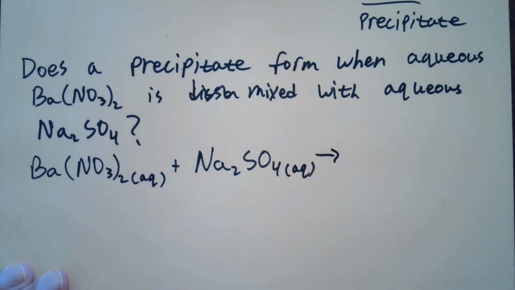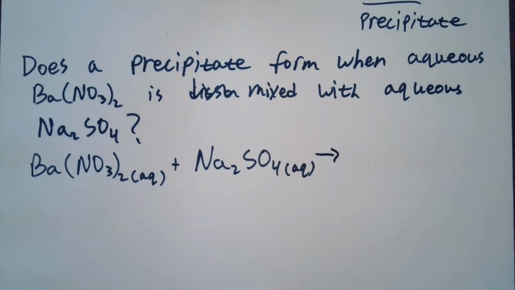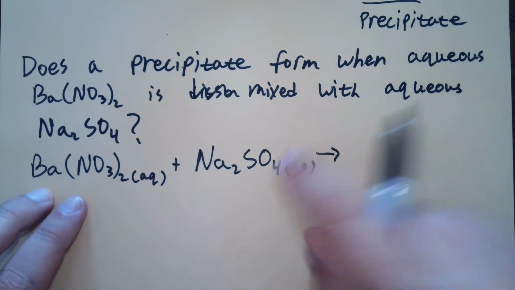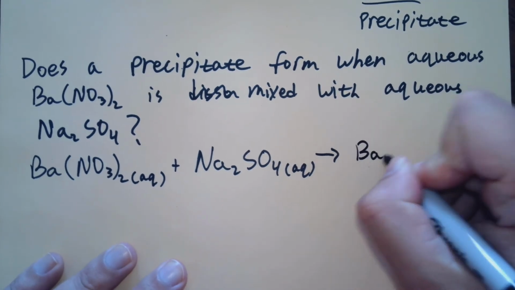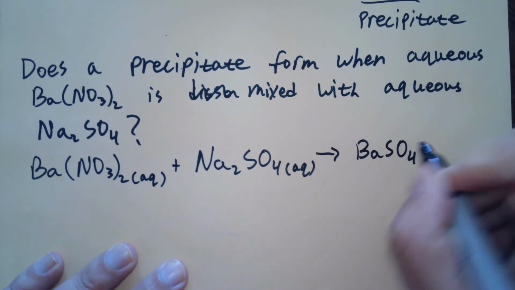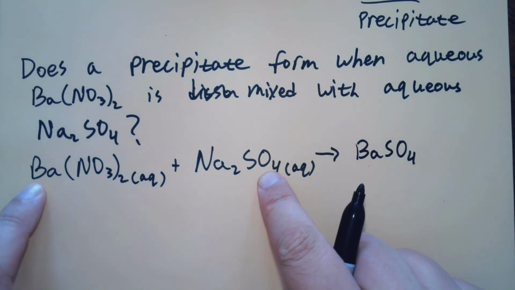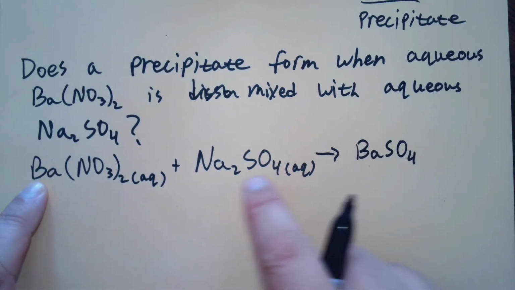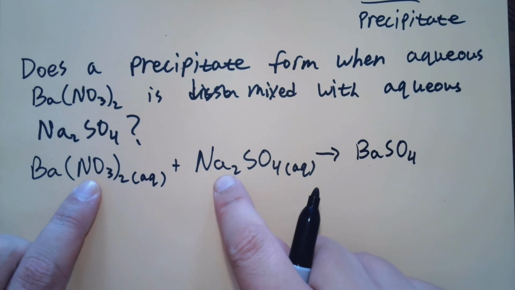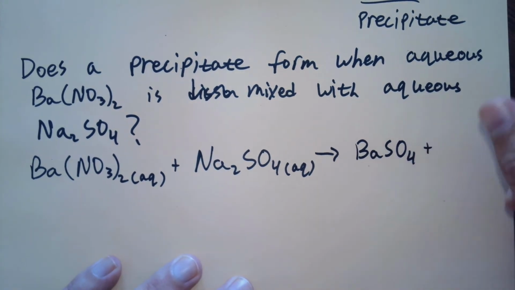Now our reaction takes place. What do we get? Alright, so I switch my ions, right? And so I'm going to get barium sulfate. This is a 2 minus, this is a 2 plus, so they're 1 to 1. This is a minus 1, this is a plus 1, so they are also going to be 1 to 1.